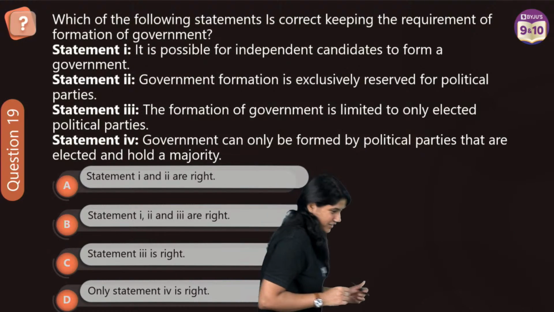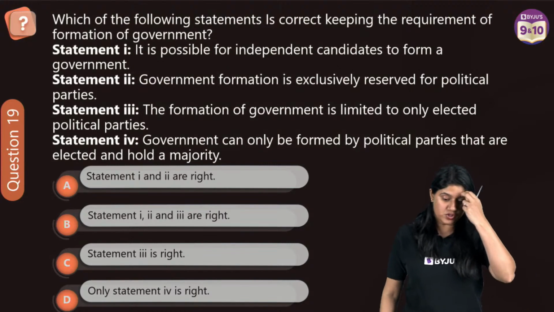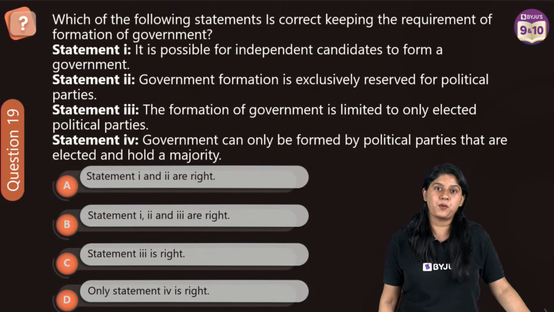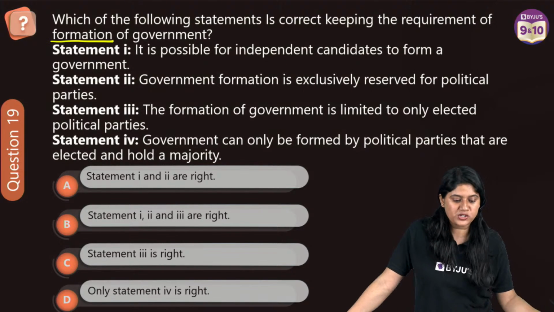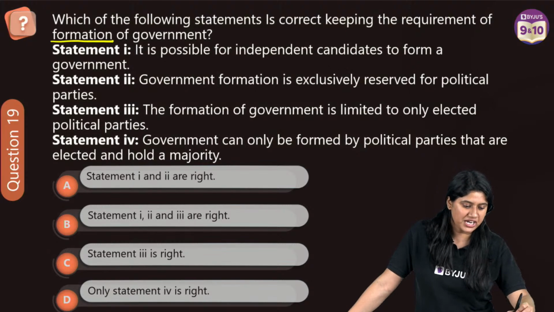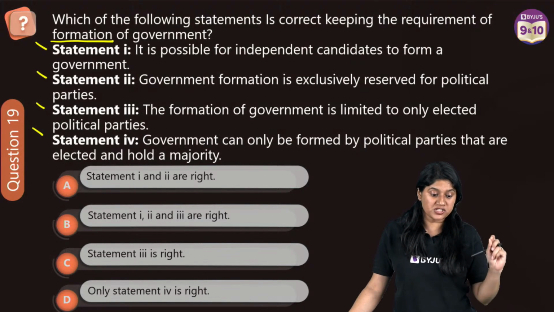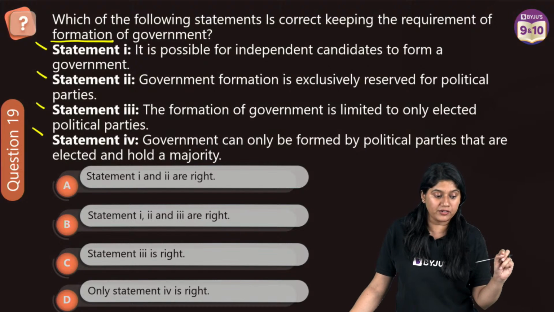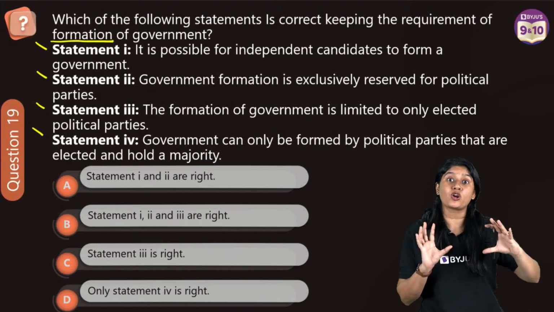Yes, welcome back everyone. Here we have a question based on political science, and the question is on the formation of the government. We have 4 statements in total. Statement 1 is: is it possible for an independent candidate to form a government? So basically we have to pick the correct statement in relation to the formation of the government.